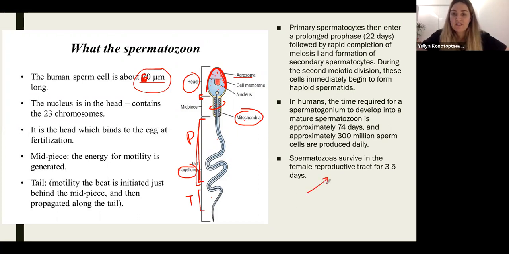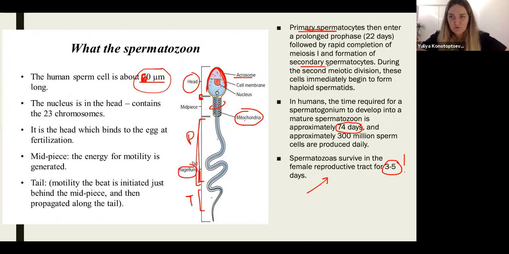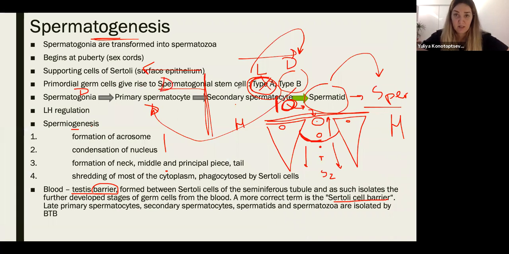Very important. How long can spermatozoa survive in the female reproductive tract? Approximately 3 to 5 days. Okay, so highly tested. How long does spermatogenesis take? 74 days. Okay, so from spermatogonia until spermatozoa, it takes 74 days. Primary spermatocytes, when they become secondary spermatocytes, are entering a super, super long prophase. It is so long that it is actually 22 days. Okay, so to convert our diploid cell to a haploid cell, we actually need 22 days.